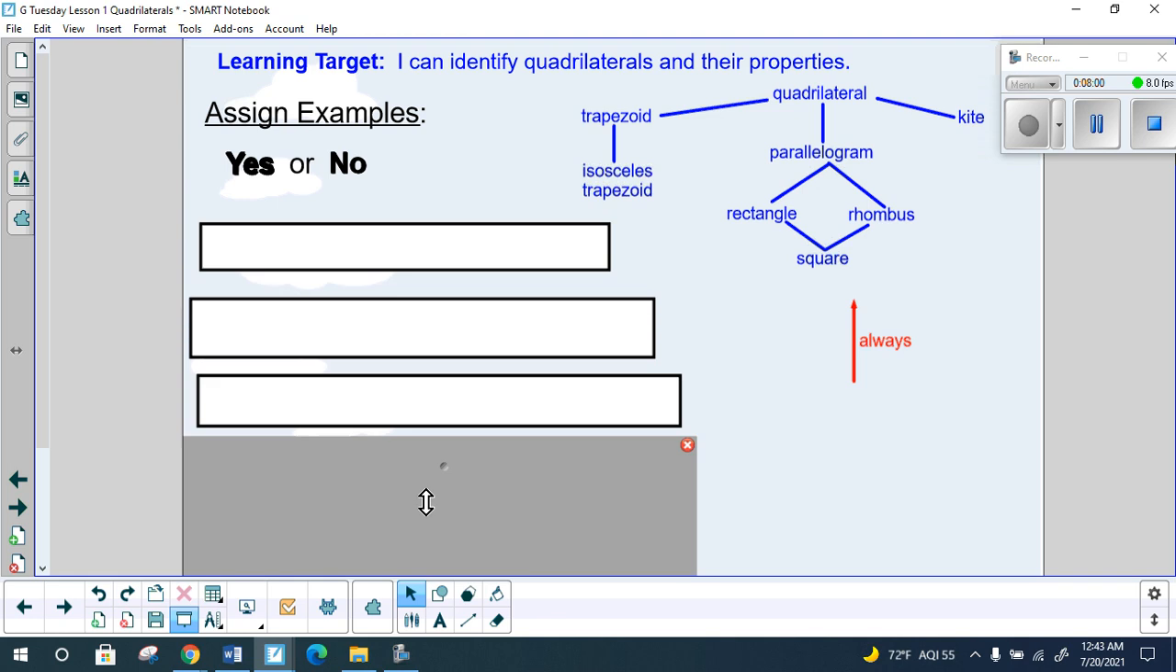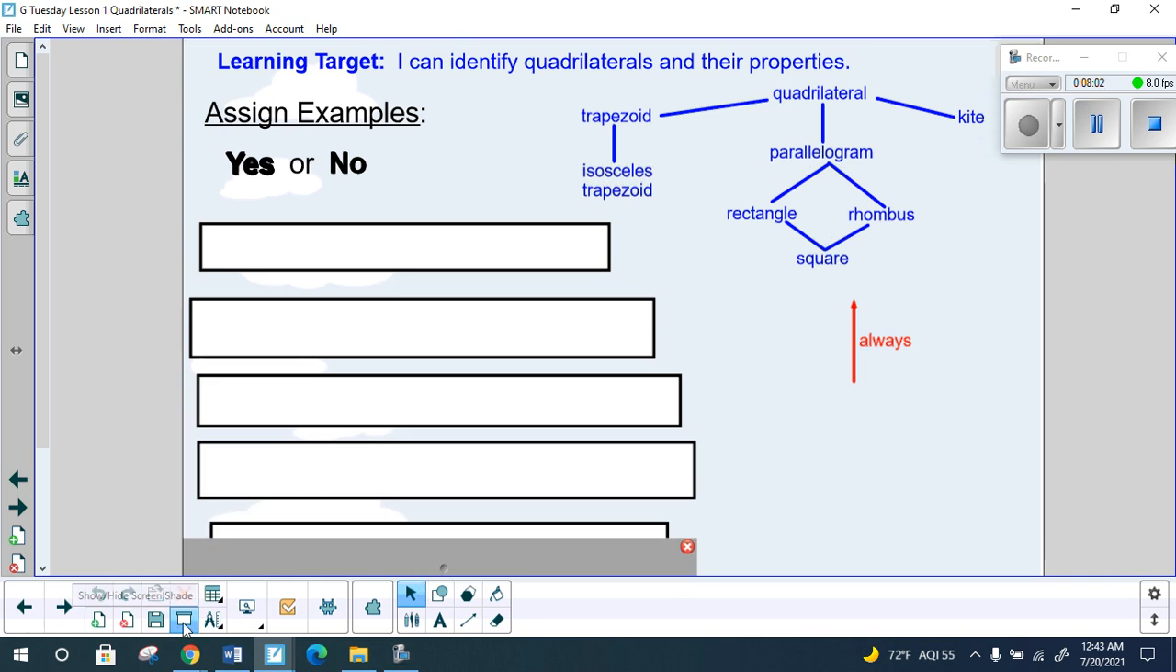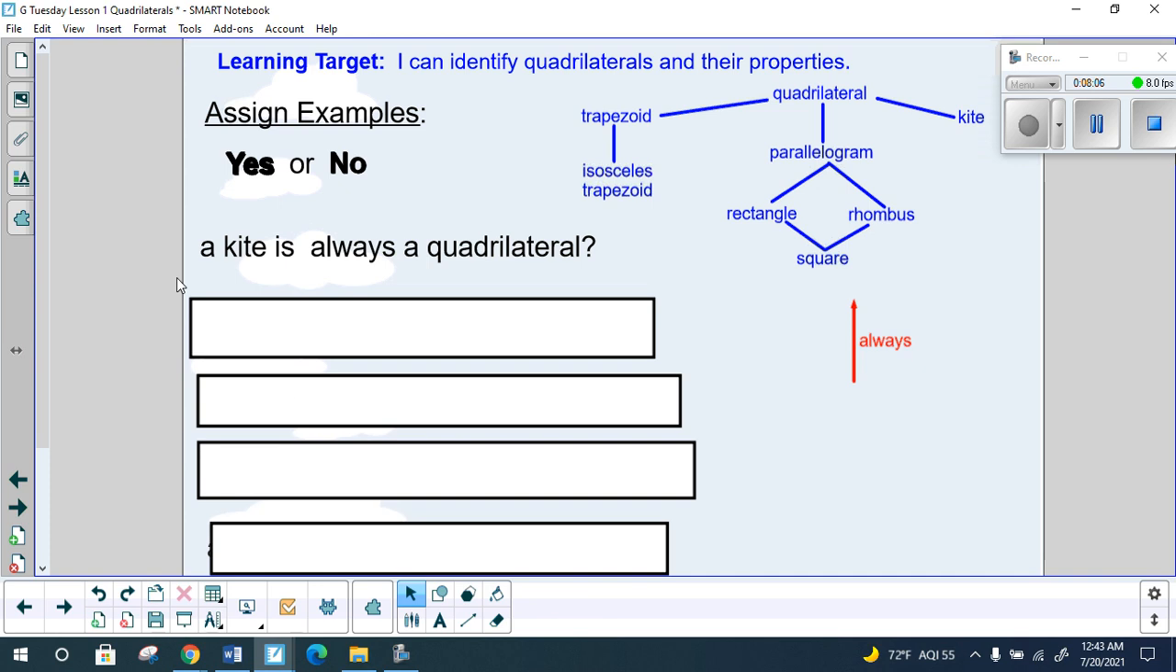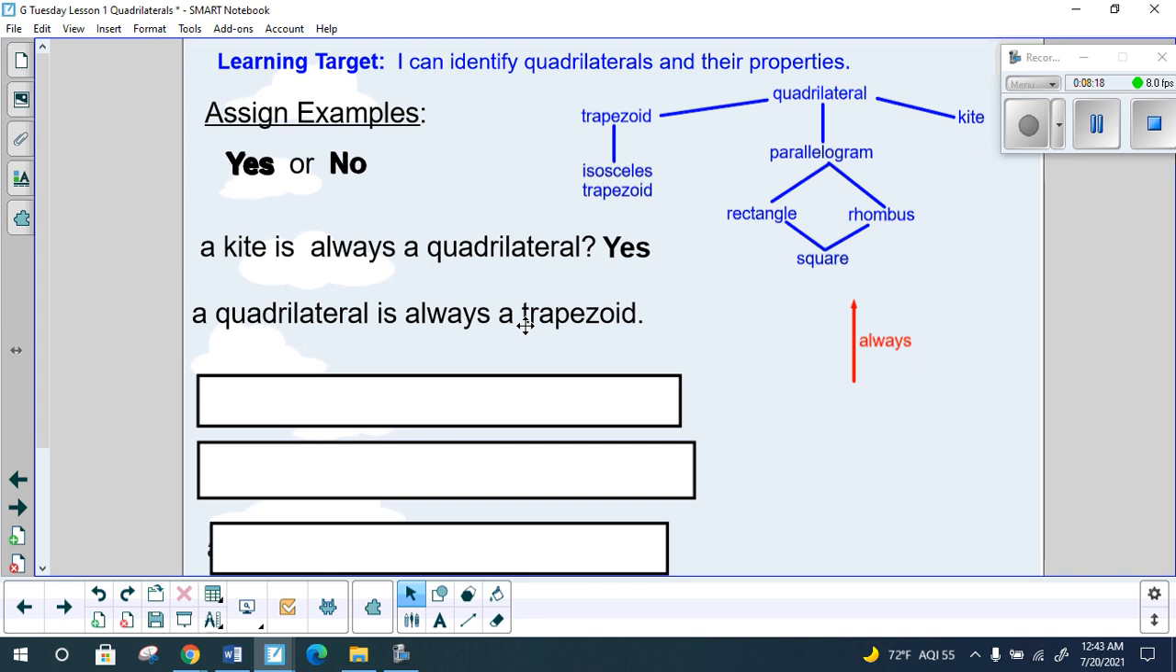Okay, so with that being said, let's look at some examples. And we're answering yes or no. A kite is always a quadrilateral. I'm going from a kite and I'm going up to quadrilateral, so that one is yes. A quadrilateral is always a trapezoid. No, I could have a quadrilateral that's a parallelogram. It's not always a trapezoid. No.